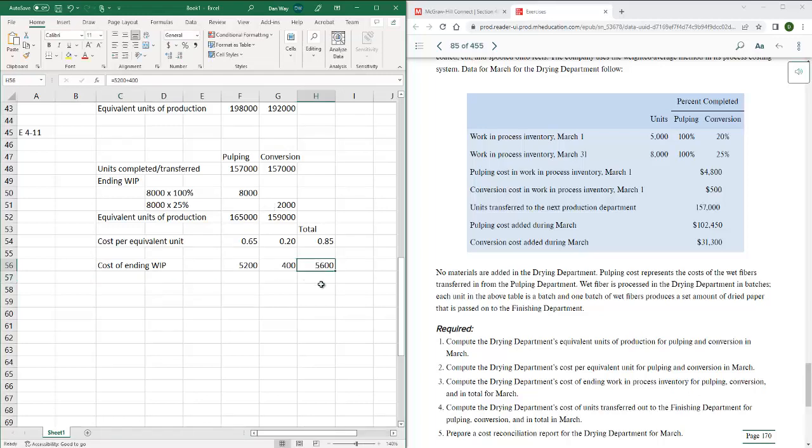And it's worth pointing out here, if we looked at the work in process account for this department, the drawing department, we would see at the end of this period $5,600. That would be the cost of ending work in process.